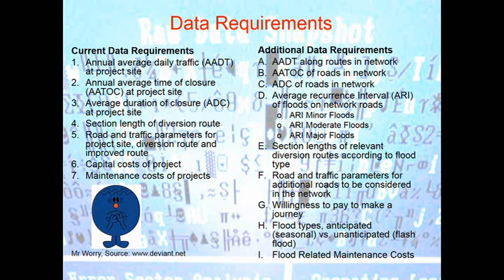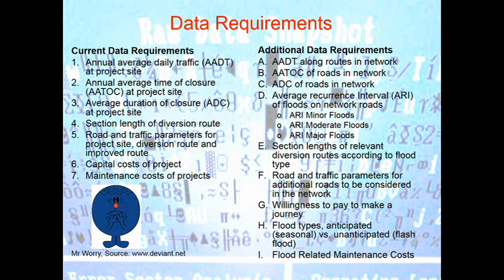As well as that, you need to have a look at the road parameters of these diversion routes. So do they allow for all vehicle types, for example? Are these roads sealed? And what are the costs to the actual users of traveling on these roads? And are there different diversion routes for different vehicle types? You need to know the capital cost of the project, fairly typical, and also your maintenance costs. And that relates to damage caused from flooding as well as just your regular maintenance.